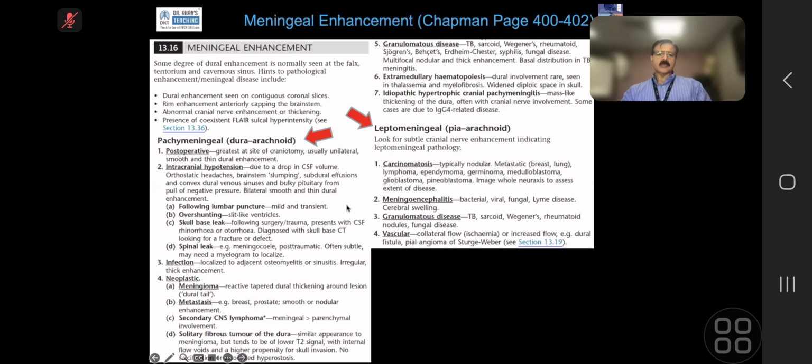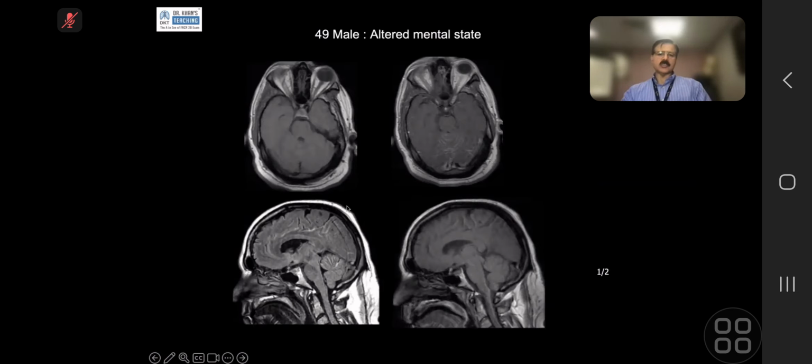Now, look at this case. The key point to remember is that in your clinical practice, and this is what will happen in the exam, the examiner is going to show you sulcal high signal on a FLAIR. They will start with a FLAIR. And when you pick up this high signal on a FLAIR, give contrast.